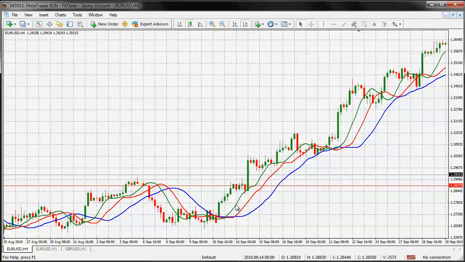What we're looking for is basically the distance between this candle and these lines. If it's touching the lines, then great, you can go long.